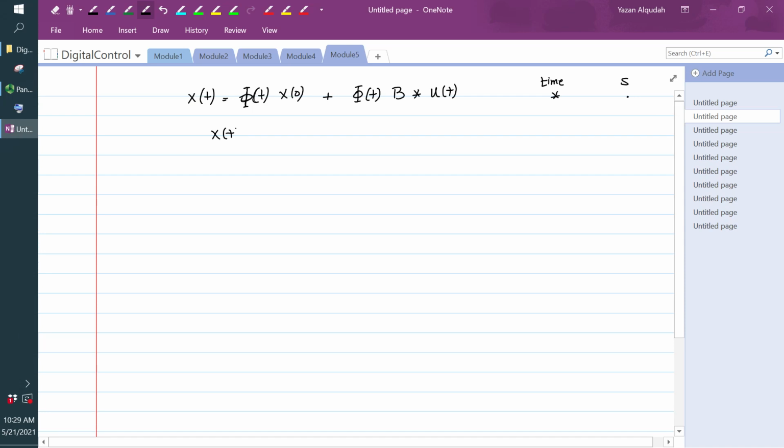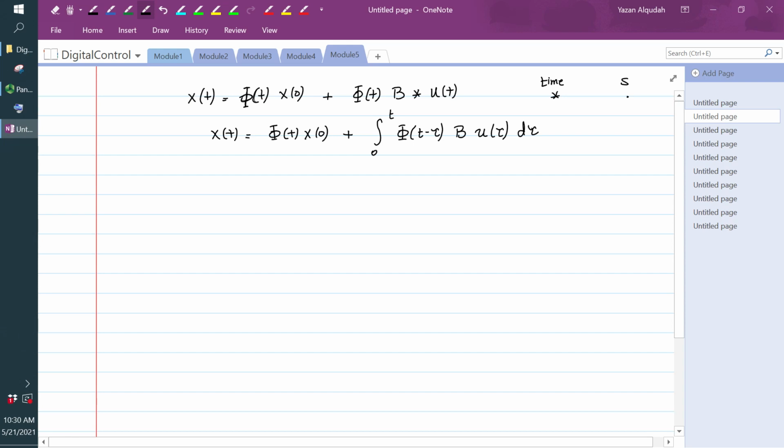X of t is going to equal phi of t multiplied by x of 0 plus the convolution. What is the convolution? I can write this as the integration from 0 to t, phi of t minus tau multiplied by b multiplied by u of tau d tau. This is tau, and in the integration the variable is t. So after I do the integration, I substitute from 0 to t.